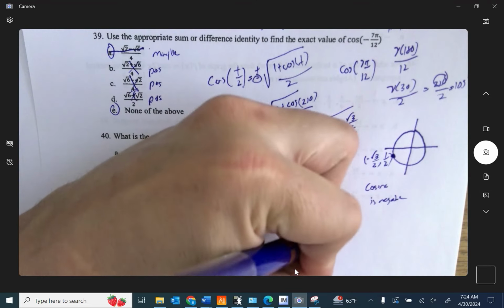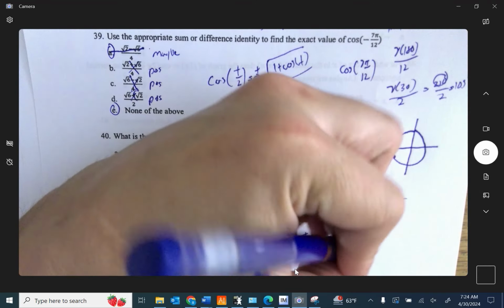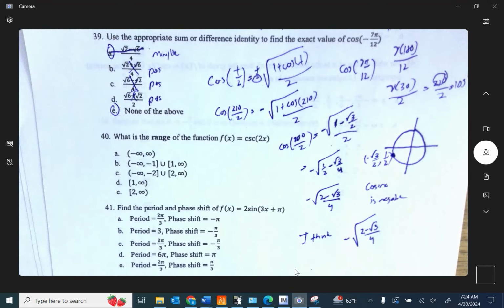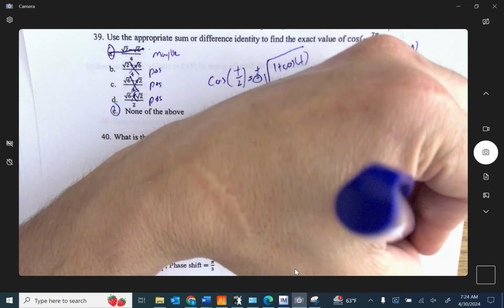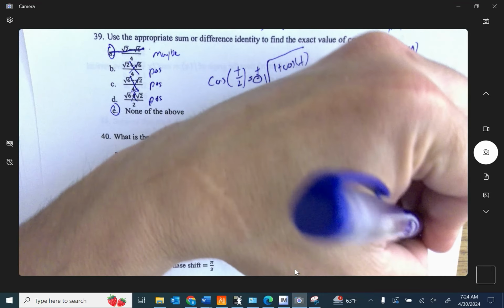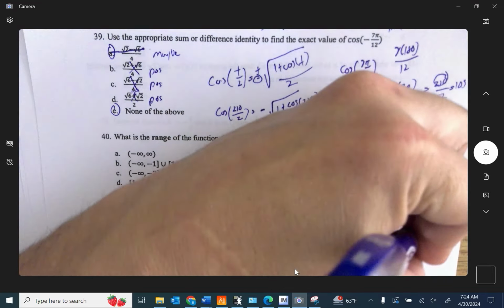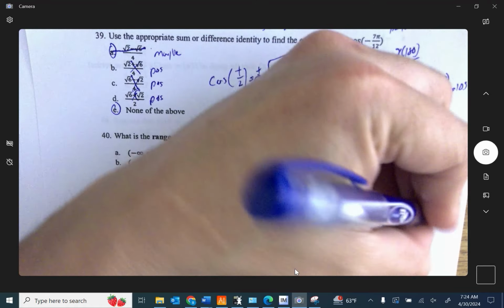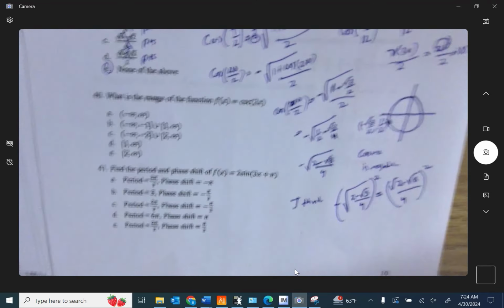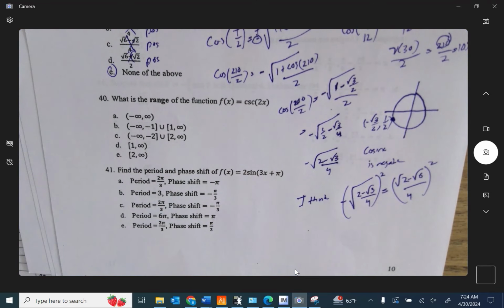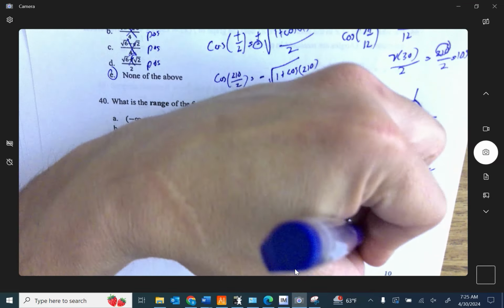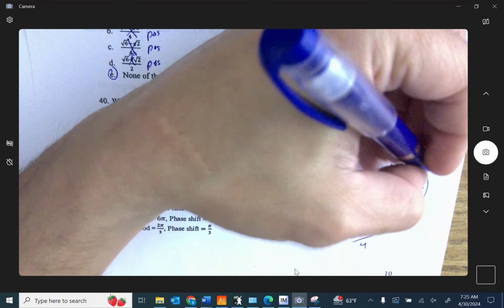I think that the negative square root of 2 minus root 3 over 4 is equal to root 2 minus root 6, also sitting pretty over 4. So what I'm going to do is square both sides. That's a legit move. As long as you do the same thing to both sides, you still have equality. So a negative squared is positive. This root disappears. This is 2 minus root 3 over 4 now.